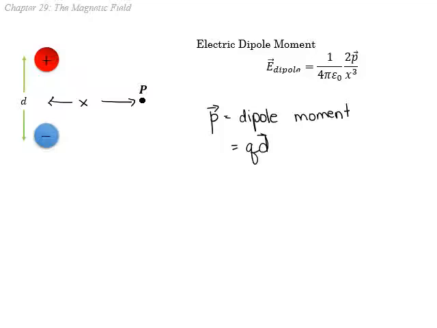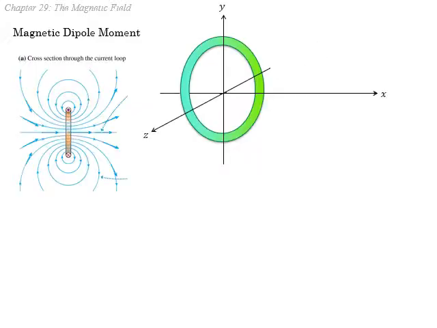Next, we're going to move on to talk about the magnetic dipole moment, which is a way to talk about the magnetic field around current loops. Magnetic dipole moment, it's got the symbol of the Greek letter mu. It is a vector, so it has a vector sign. So let's develop our magnetic dipole moment.